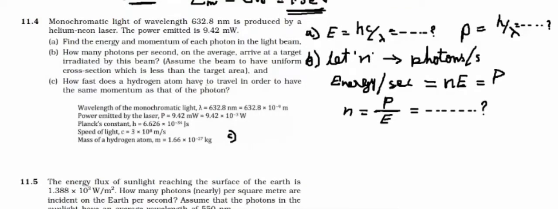So you can take the value of momentum from part A and use the formula p is equal to mv, and cross multiply, you will get the speed v is equal to p by m. Substitute the value of p from part A and substitute the value of mass of the hydrogen atom also, so that you will get the speed of the hydrogen atom.